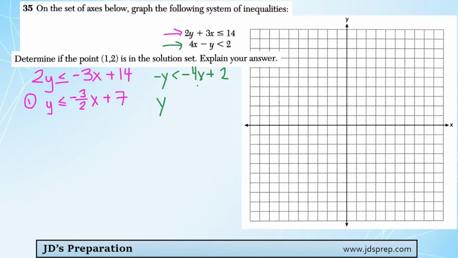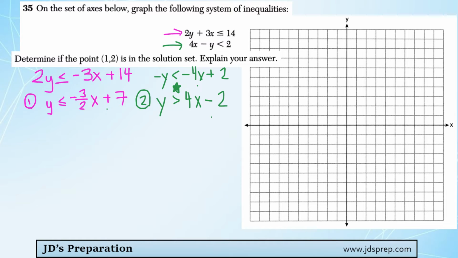Oh, and very important here, because we're multiplying by a negative number, this sign is actually going to change directions. So now it's going to be y is greater than 4x minus 2. This is a very important step that a lot of students would make a mistake on. Remember that when you're manipulating an inequality, if you have to multiply or divide by a negative number in order to solve it, the inequality symbol is going to switch directions.